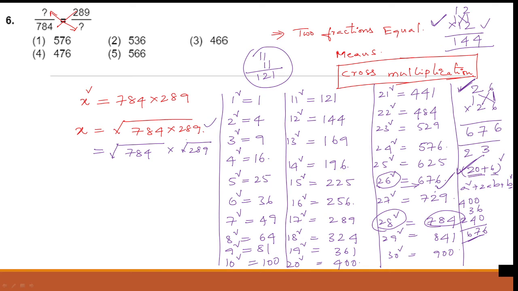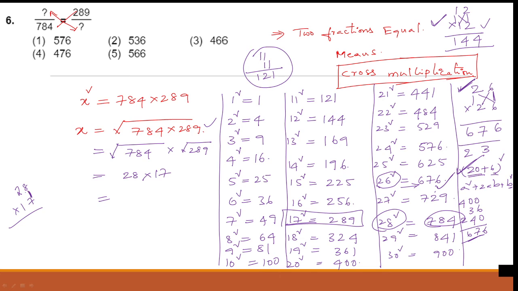I'm writing this expression in a different manner. Now root 784 is nothing but 28, and root 289 is nothing but 17. See here, 17. So now 28 into 17. You can apply either of these two methods: the split and add method, or the regular method, that is multiplying two digit numbers. First we'll apply multiplying two digit numbers.